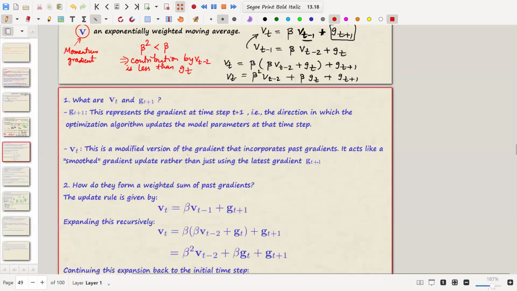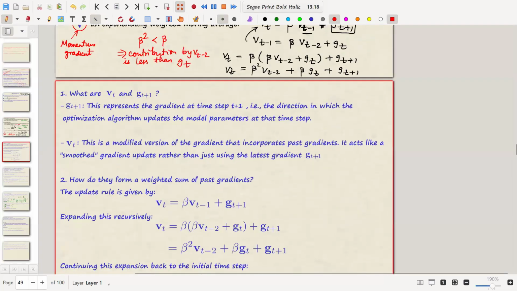So what are Vt and Gt plus 1? Exactly whatever I have told is written here. Gt plus 1 represents the gradient at time step t plus 1. That is the direction in which the optimization algorithm updates the model parameters or hyperparameters at that time step. Gt plus 1 is just the gradient, nothing else. What is Vt? Vt is a modified version of the gradient that incorporates past gradients.